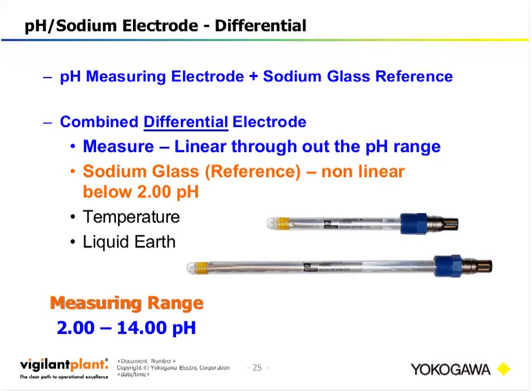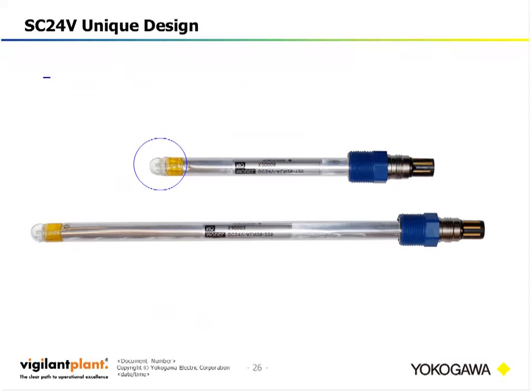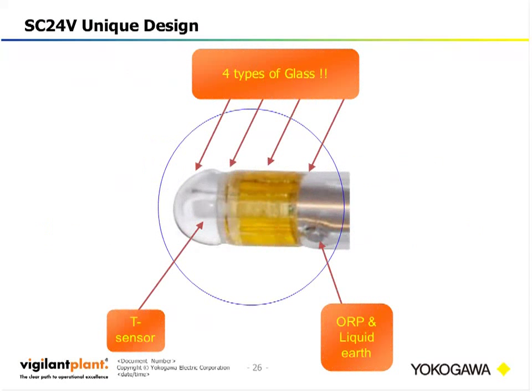and it can be physically installed in a greater variety of ways. The combination version shown here is the model SC24V that has unique design features that address some of the problems that we've been discussing. So this unique design incorporates basically all the measuring elements in a 12-millimeter body. It has the pH glass, the sodium reference glass, the temperature, and the liquid earth that can also be used for ORP. The size and combination of elements allows us more freedom and ways to install the electrode online.